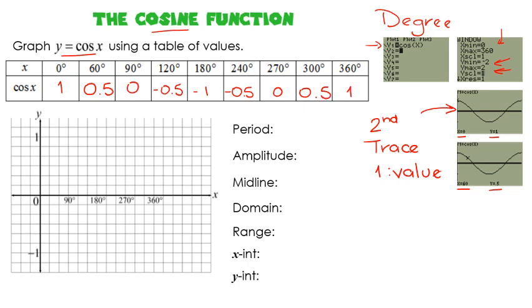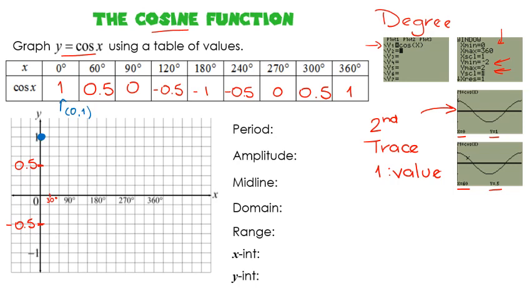We have the same x-axis and y-axis. So on the y-axis, this point will be 0.5. This point will be negative 0.5. And then each of the squares on the x-axis equals 30 degrees. So for the first point, we're going to graph 0, 1. So 0 for the x, 1 for the y. So we have our starting point right here.